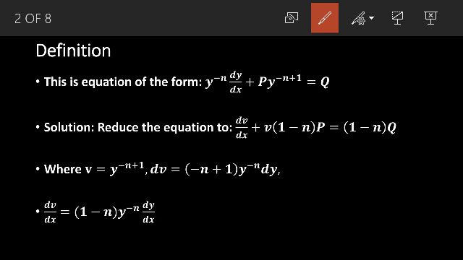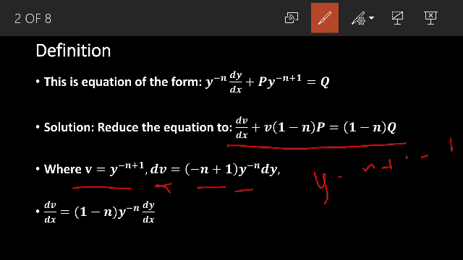Okay, then the solution to the Bernoulli equation is that we will reduce the equation to a first order linear equation. And how do we do that? We start by saying let v be equal to y^(-n+1), and when you differentiate, remember the power comes down, so you get (-n+1) y^(-n). You get that by taking y^(-n+1) and subtracting 1 from the power, which gives us y^(-n). That is why we have that.